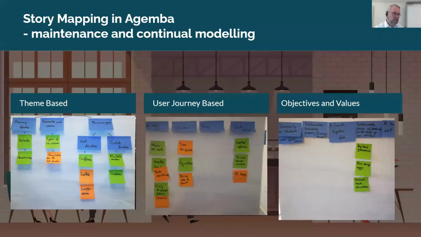What we have done is now showing 3 different approaches, and here they are summed up: theme-based, user journey-based, and the objectives and values. And the question you may ask yourself is, okay, so this is all very nice, but how can I combine this? I understand why I need to start with objectives and values, but where does the user journey fit in, and how can I change from one way of doing it to another? Any suggestions for doing that?